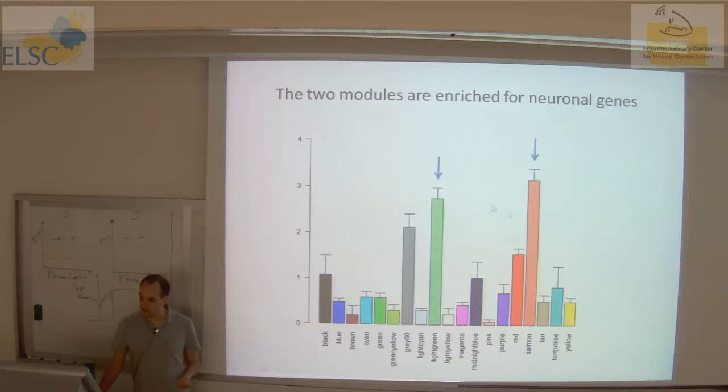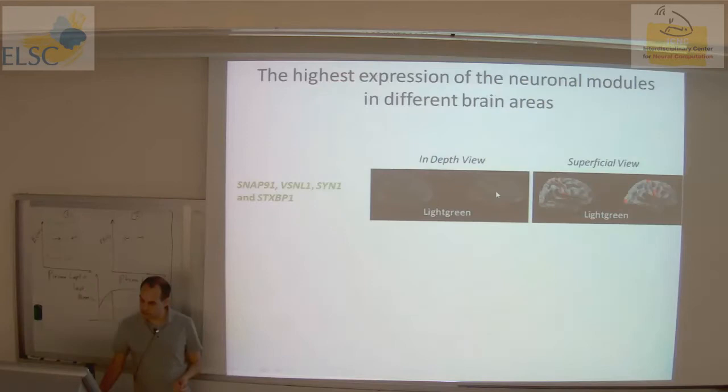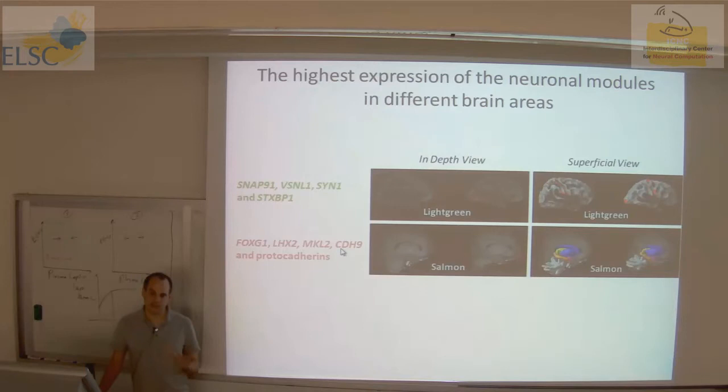We can also look at the distribution in the brain of those modules. For the light green module, the most connected genes are all synaptic genes, and the highest expression you see is in sensory regions like the somatosensory regions and the visual cortex. In the other module, the most connected genes are actually transcription factors, and the highest expression is in the dentate gyrus and the dorsal striatum. Again, as you all know, these are regions of adult neurogenesis.